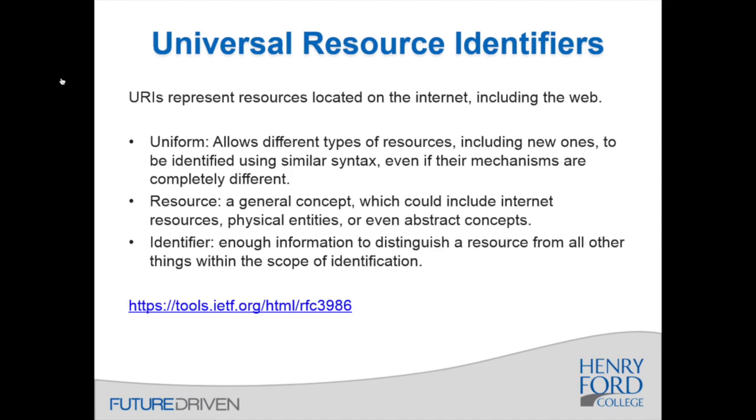The definition of them really does fall from the three words in the name. They're uniform, which means different types of resources, including new ones, can be identified using the same syntax that we're already familiar with from other URIs. A resource is a really general concept. It can include internet resources, physical entities like people or buildings or locations, or even abstract concepts. An identifier is enough information to distinguish one resource from all other things within the scope of that identification.